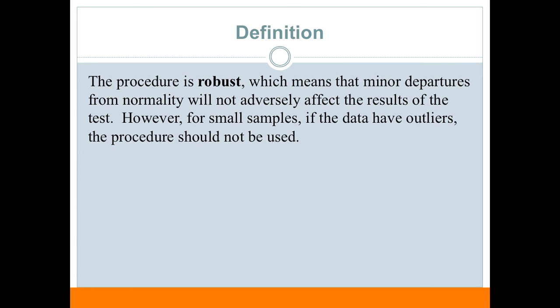Now, one important thing to note is that the procedure is robust, which means that minor departures from normality won't adversely affect the results. But if you have small samples and you have outliers, you really should not use this procedure.